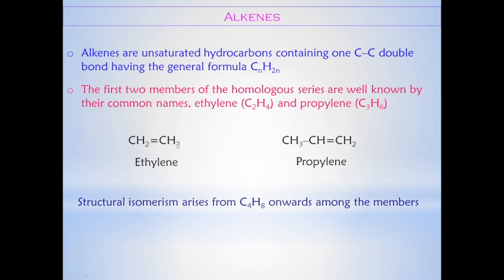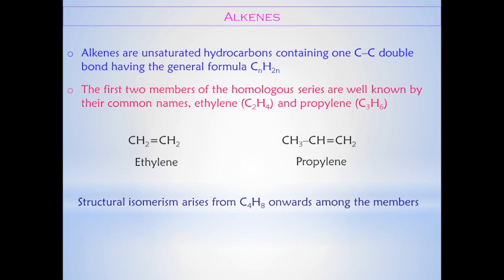Now these alkenes show structural isomerism for higher alkenes. Structural isomerism in the sense that it can give chain isomerism as well as position isomerism. These two are the structural isomerism, which will be discussed later.